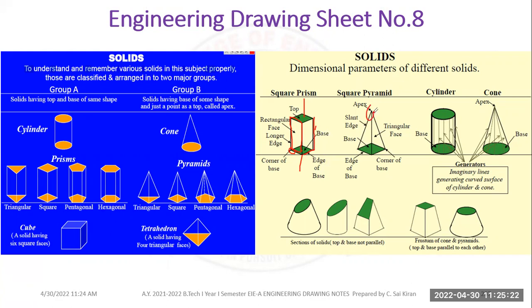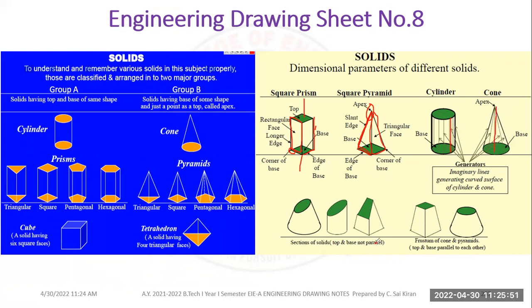For the pyramids you have the apex. These are called slant edges. This is called the base edge. Whenever in the problem they say edge, this is the edge, and whenever in the problem they say slant edge, this is my slant edge. It has a triangular face, an isosceles triangle face. Next, the cylinder: these are the generators. These are imaginary lines generated on the curved surface. So these imaginary lines will join in the curved surface.